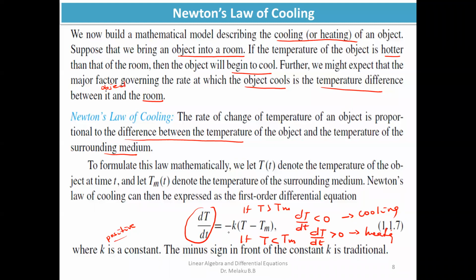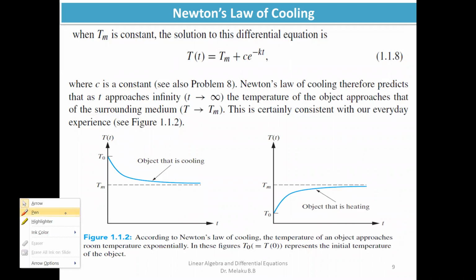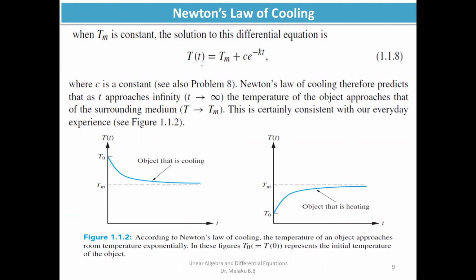So this shows that k must be what? A positive constant. Okay, let's continue. The general solution for the differential equation that we consider will be T at t, which is Tm plus c e to the power of minus kt. How we obtain this one, we'll see it next time. Just don't bother about the solution.